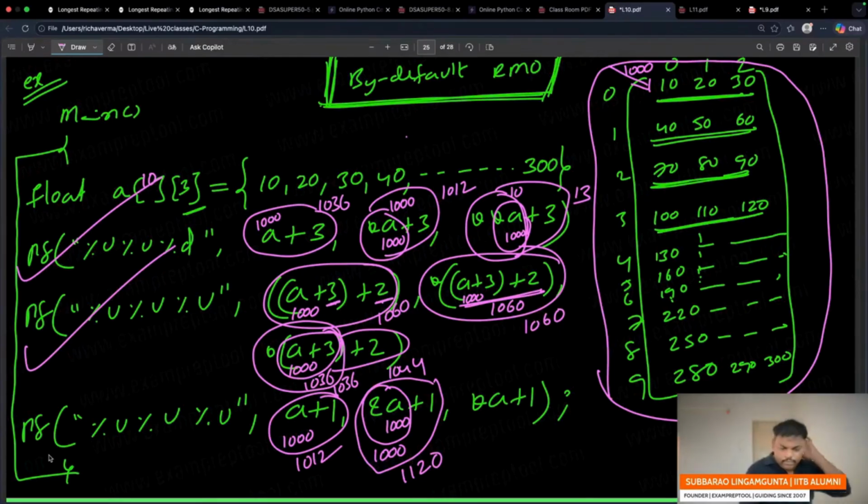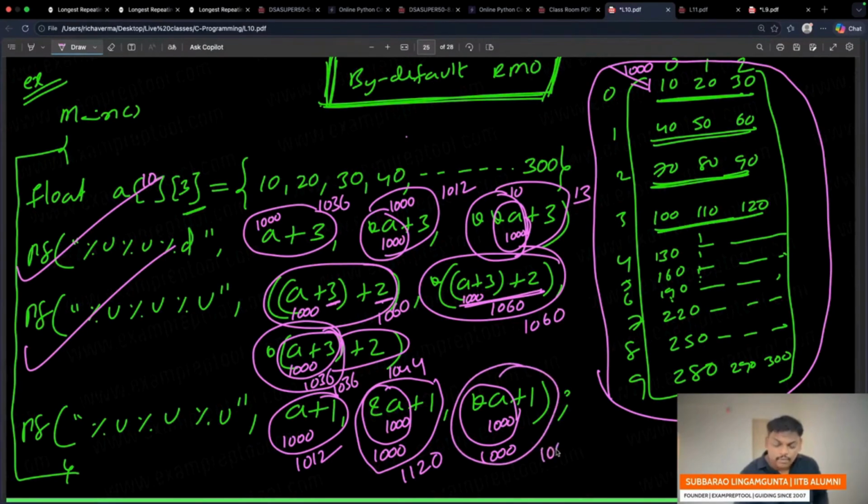Please be careful. Now come to the next one. A is 1000, star A, 0th row selected, same 1000. But remember, row level is over, plus 1 element, 1004.